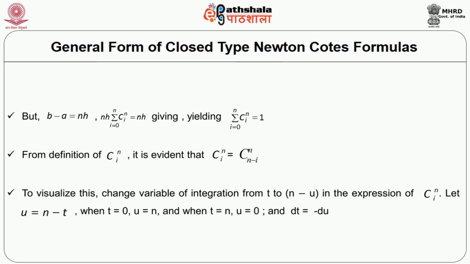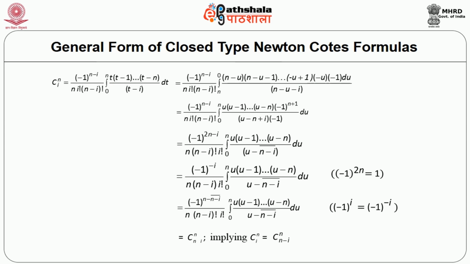In this integral of NCI, which is given by (-1)^(n-i) upon n, i factorial, n minus i factorial, integral 0 to n of t(t-1)...(t-n) upon (t-i) dt, we change the variable of integration from t to another variable u, and this u we express as n minus t. That is, our t is equal to n minus u, dt is minus du. When t is 0, u will be n. When t is n, u will be 0.